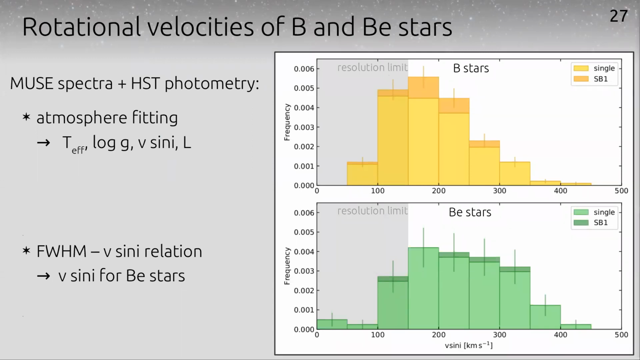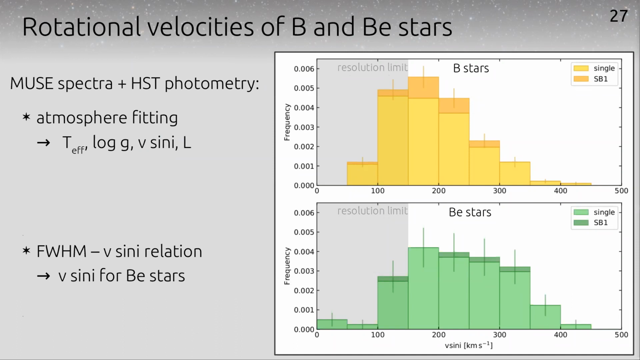And so what we find for NGC 330, in agreement with everything we would expect, I guess, is that the BE stars in NGC 330 are on average rotating more rapidly. Again, there's the resolution limit under which we're not sensitive. But yeah, we find that on average, the BE stars are more rapidly rotating.